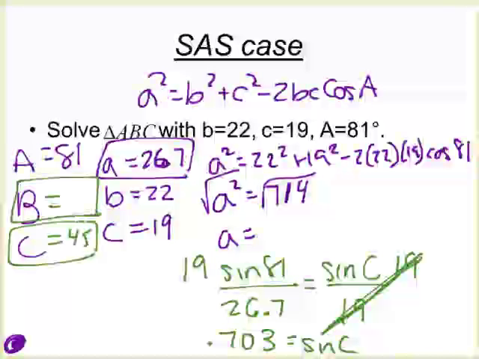So then how do I find angle B? Add A and C and, yep, since we have two angles, we can subtract the ones that we have from 180, and that leaves 54 left over.